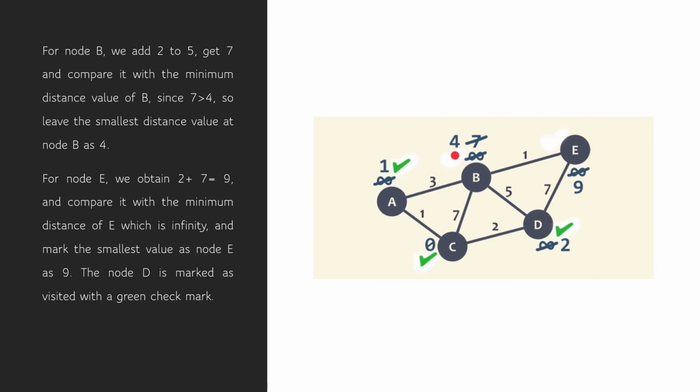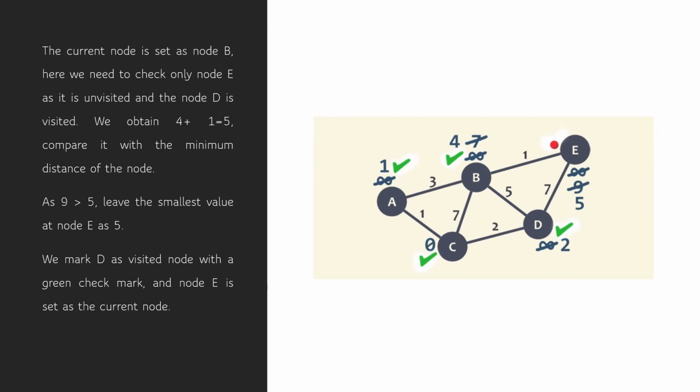For node E, we obtain 2 plus 7 equal to 9 and compare it with the minimum distance of E, which is infinity, and mark the smallest value at node E as 9. The node D is marked as visited with a green check mark. The current node is set as node B.